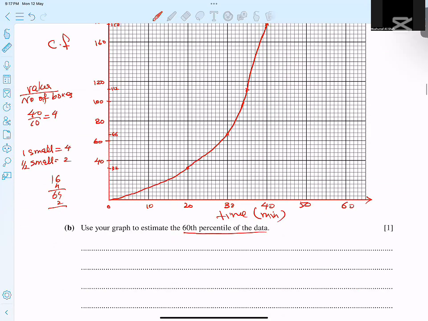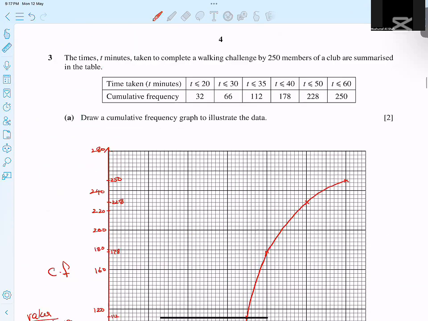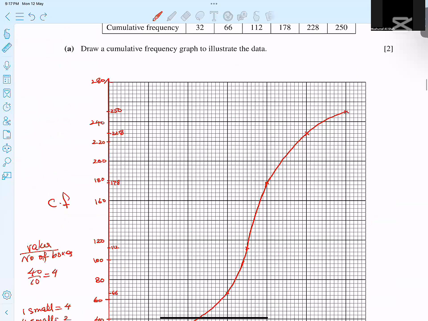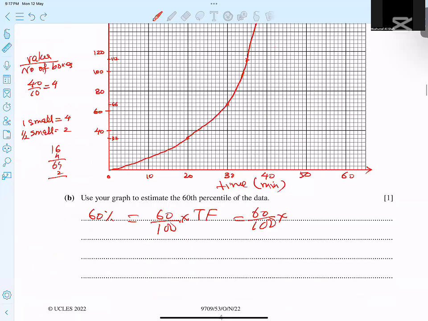He has 60 percentile. What is 60 percentile? So 60 divided by 100 into total frequency. And total frequency is naturally here a 250. You can see total 250. So total frequency is 250. So 0 cancel, 0 cancel. And what do I get here, students? So I'm getting here 6 into 25, 150. And 150 is not our answer.